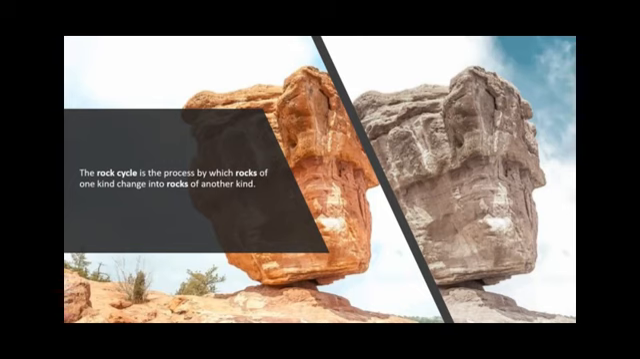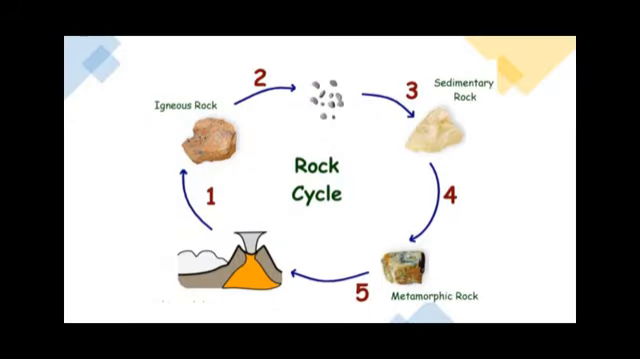In simple words, we can say that the rock cycle is the process by which rocks of one kind change into rocks of another kind. So basically, the rock cycle describes transition among the three main rock types: sedimentary, metamorphic, and igneous.